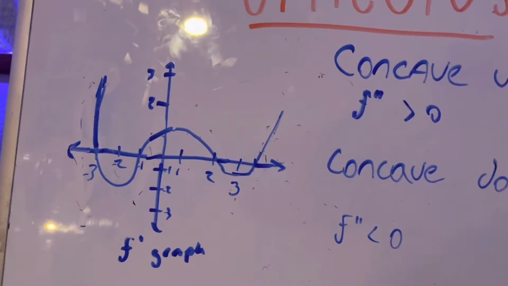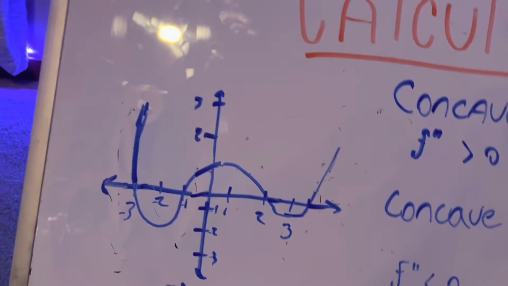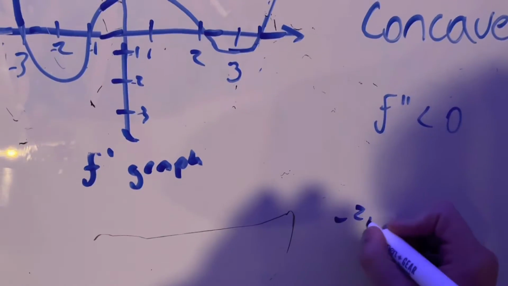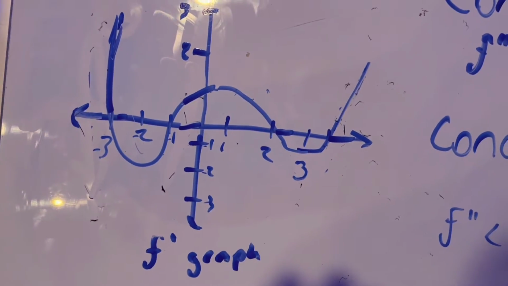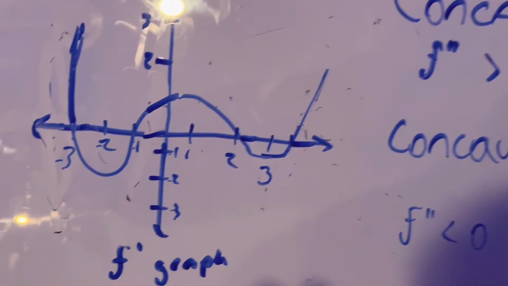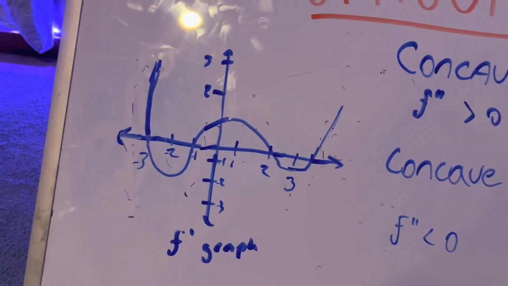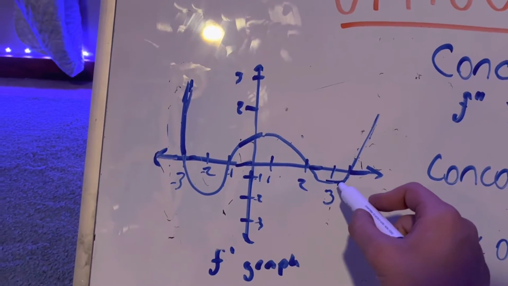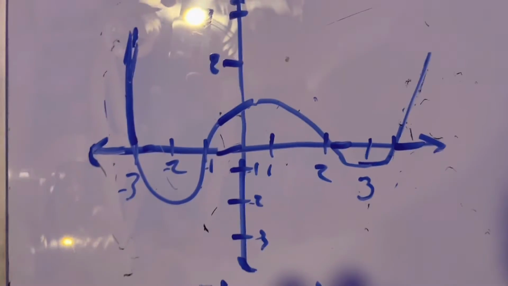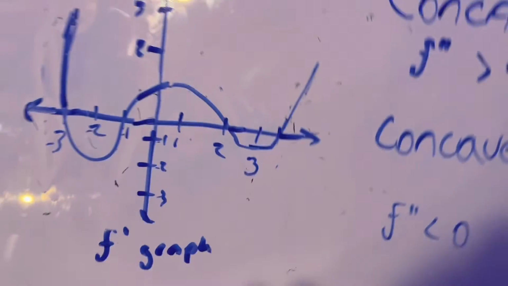So if we wanted to label where this graph was concave up, we would go from negative 2 to 1, because we see it rising all the way to 1, union. And then we also see this concave up from 3 up to infinity. So we'll go 3 to infinity. Did I say negative infinity?